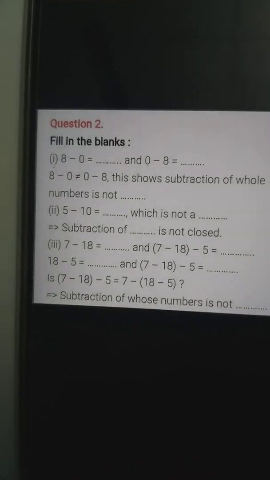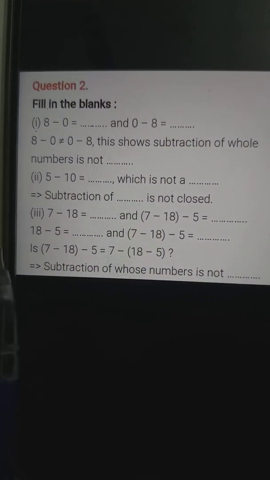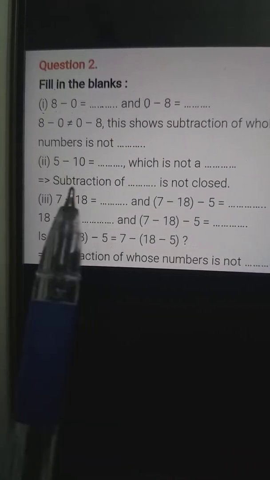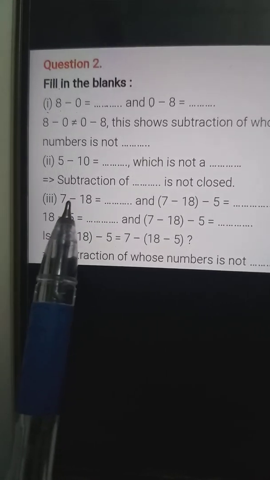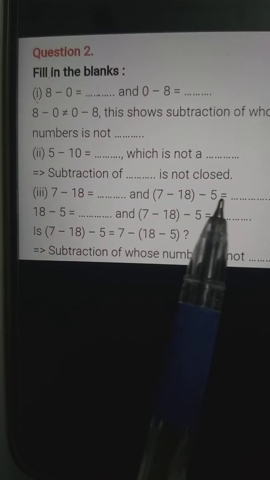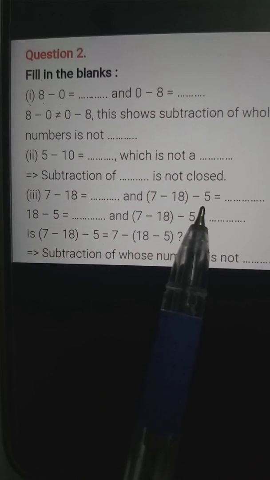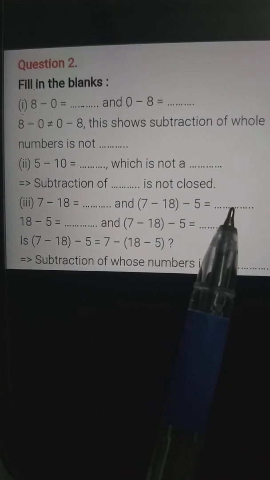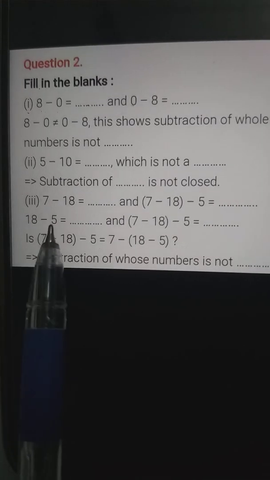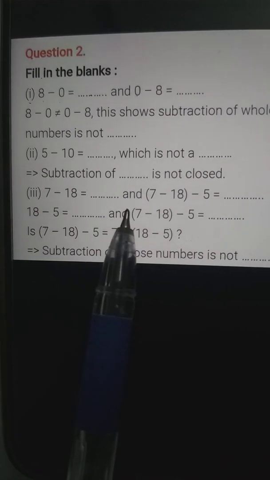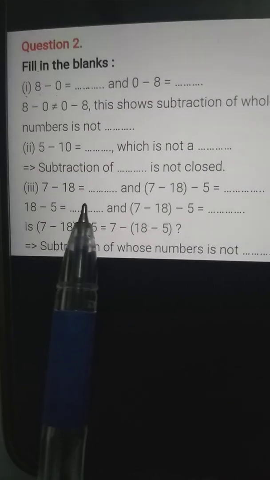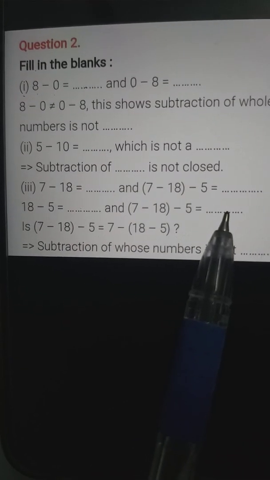Next. Question 3. 7 minus 18 is equal to minus 11. See, plus minus minus, take the sign of the greater number, so minus 11. Now 7 minus 18 minus 5: minus 11 minus 5 is minus 16. So the answer is minus 16. Here you will write minus 11, here you will write minus 16. Next point. 18 minus 5 is 13. Now 7 minus 18 minus 5, minus 6. So this side you will write 13 and this side minus 6.